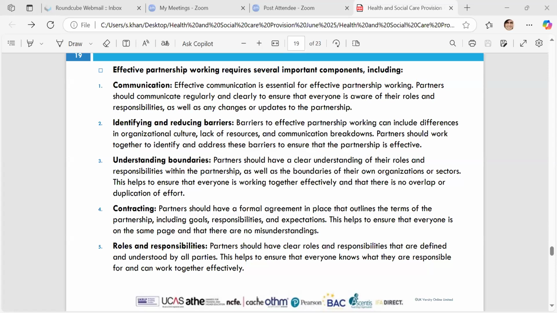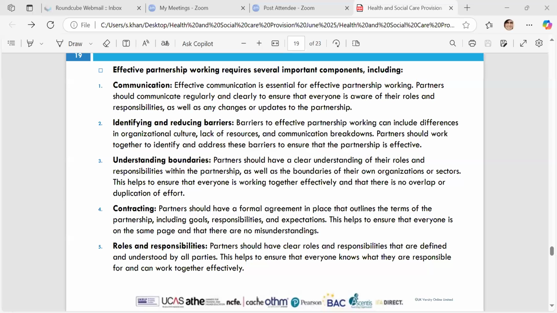Why do you think that's so important, communication? That's not just in health and social care. It's very important in every aspect of life. Strong communication ensures that the information is communicated properly and clearly, and that everyone understands their roles and responsibilities.